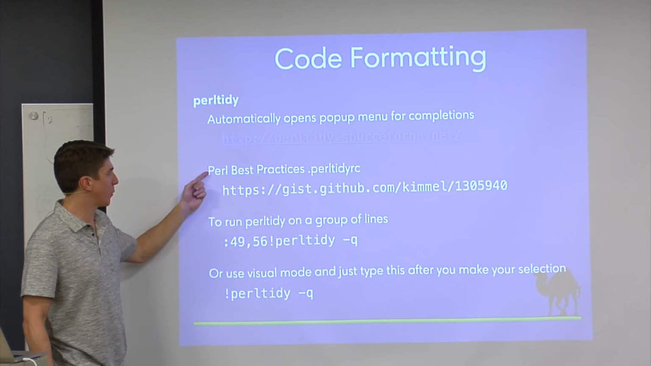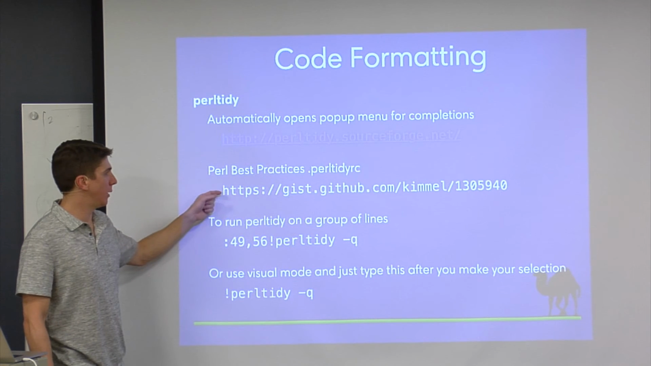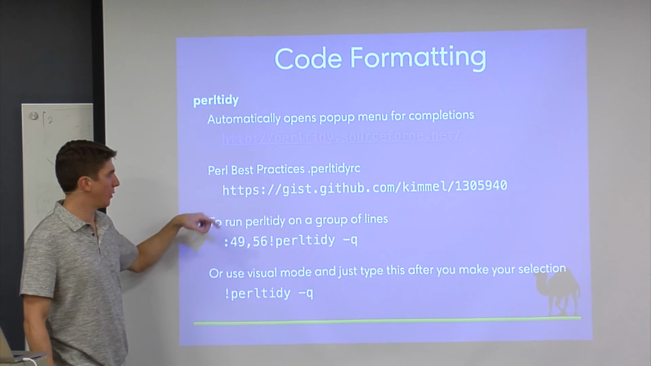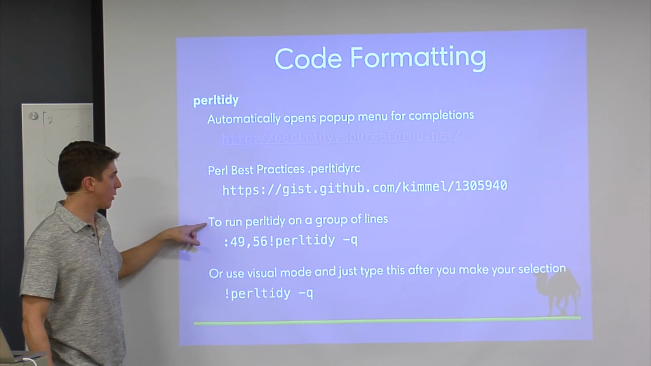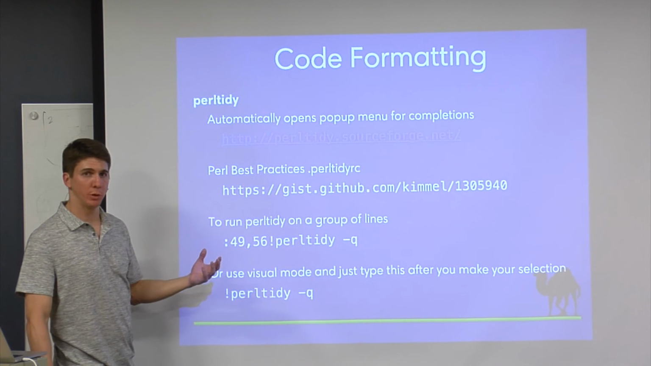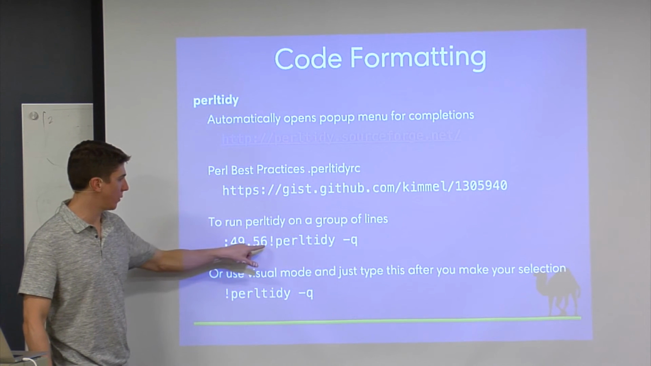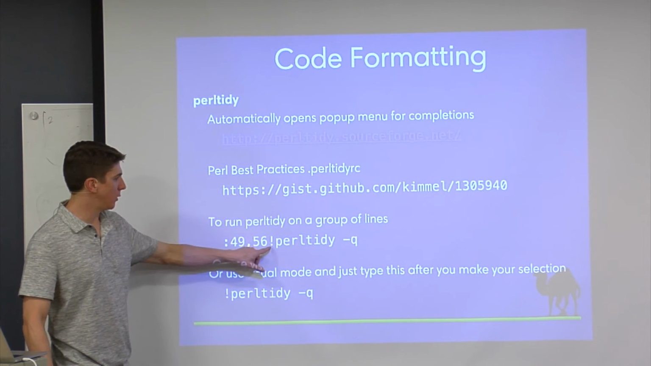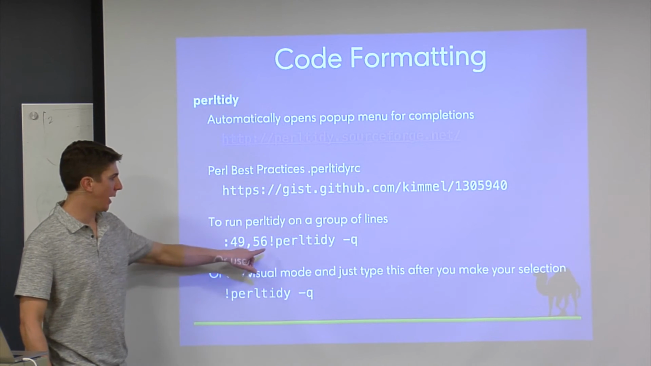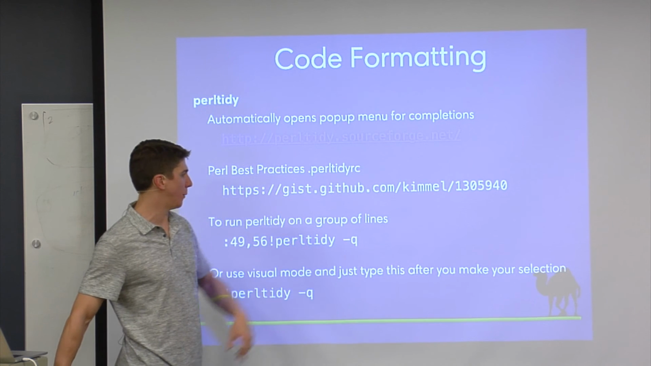There's a great one from the Perl Best Practices book, and it's available on GitHub here. It's the same exact one that's in the book. You just download it, put it in your home directory. And then when you want to run Perl tidy from Vim, all you have to do is either go in visual mode or tell it the range of lines that you want to edit. Use the bang to say I want to execute a program outside of Vim, and you tell it I want to execute Perl tidy in quiet mode.